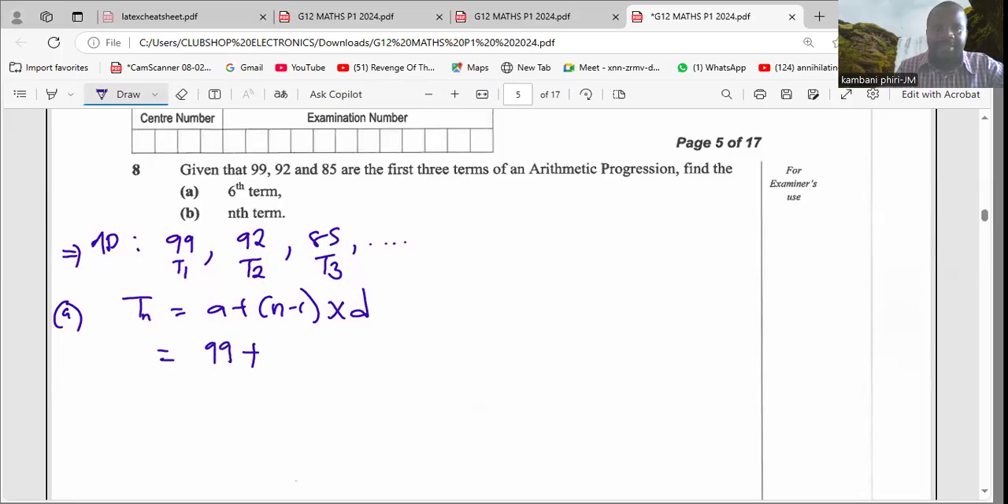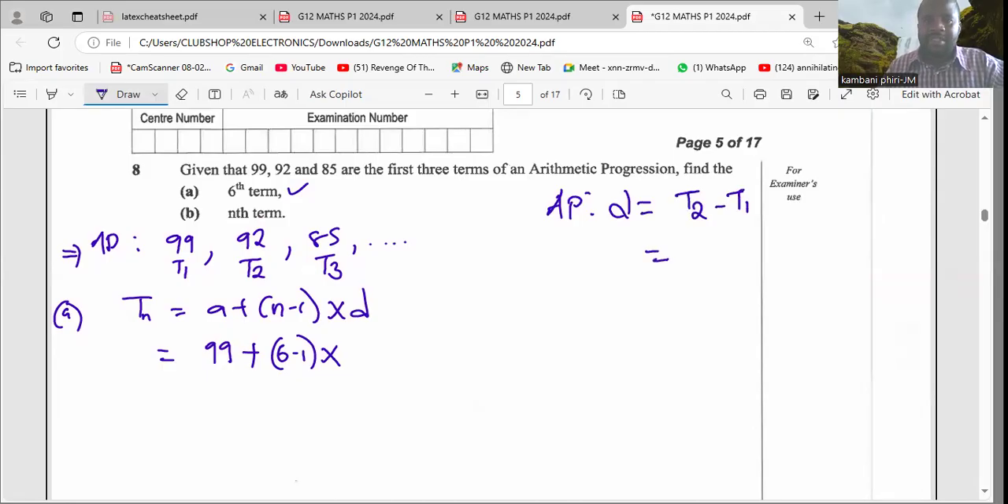99 plus. In this case, what is our n? It is the position whose value we want to find. And in this case, we want to find the value of the 60th position. So it will be 60 minus 1 times. What is the common difference? So for an AP, D is found by saying T2 minus T1. So what is our T2? 92 minus our T1, 99. What do we get? -7. So they are reducing, in other words, they are adding a -7 or reducing by 7. So here we have -7.